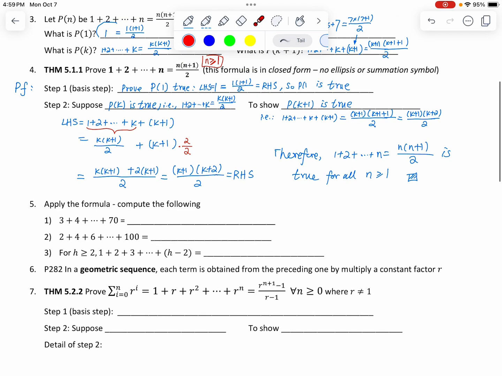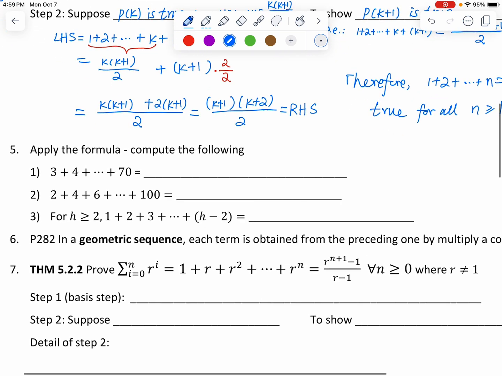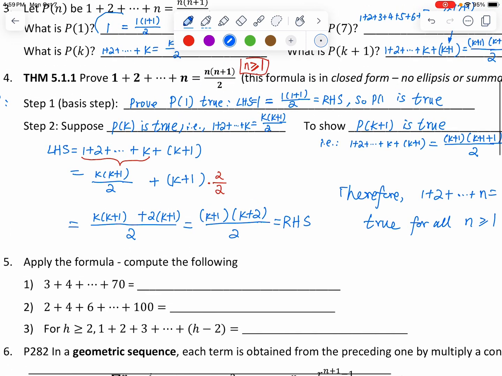Earlier we proved this Theorem 5.1.1, and let's actually apply this formula to the following problems. First one is, let's add 3 plus 4 all the way up to 30. That means you are going to add a whole bunch of numbers together, right? You don't really want to manually key in these numbers one by one in your calculator. You want to take advantage of this formula so that you save yourself time.